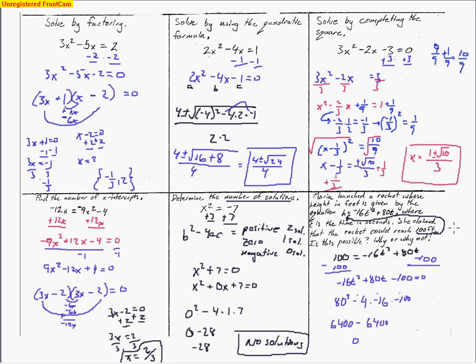So let's read what she says. She claimed that the rocket could reach 100 feet. Yes, it could reach 100 feet, but no more. And so we would say, yes, it's possible because the discriminant is 0. And that means it just touches 100 feet and then it falls back to Earth. Well, the last 3 problems are on part 2, so check that out.